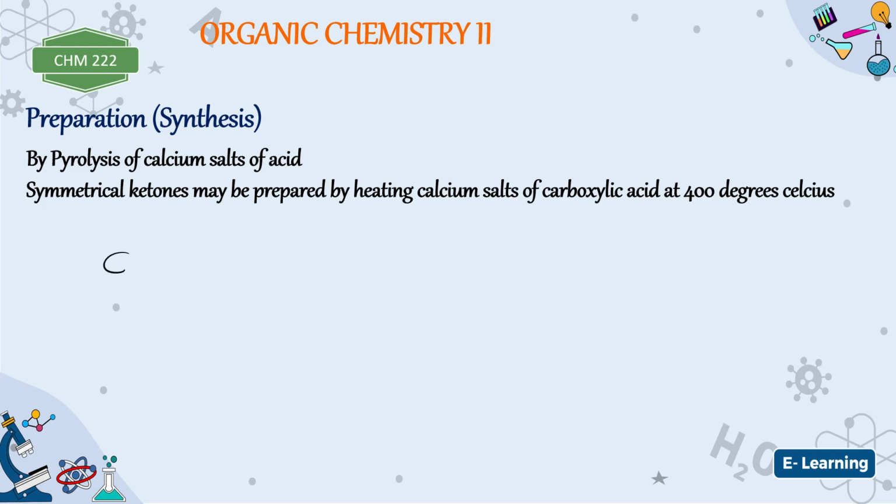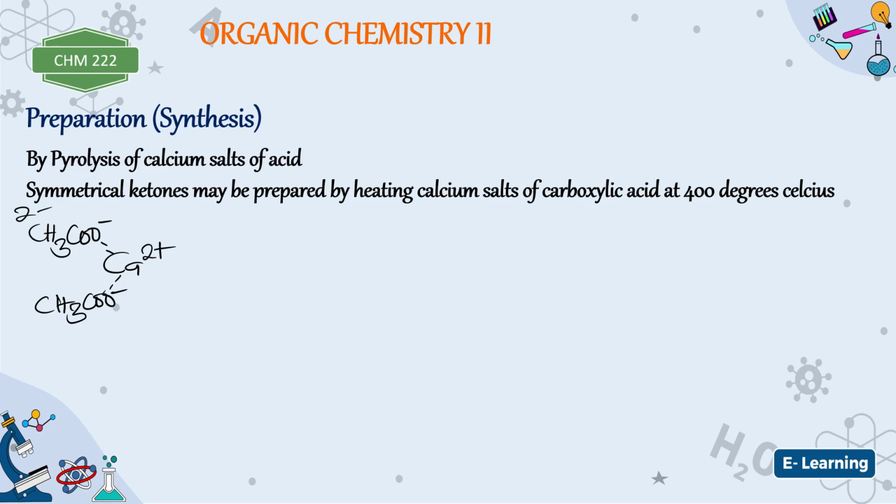Now calcium has two positive charges. Carboxylic acids have just one ion, which is something like CH3COO negative. So in order to cancel these two charges, we'll be needing two molecules of this, because the carboxylate ion has just one negative. So we need two molecules of this. Alright? So this is the calcium salt of the carboxylic acid in question.